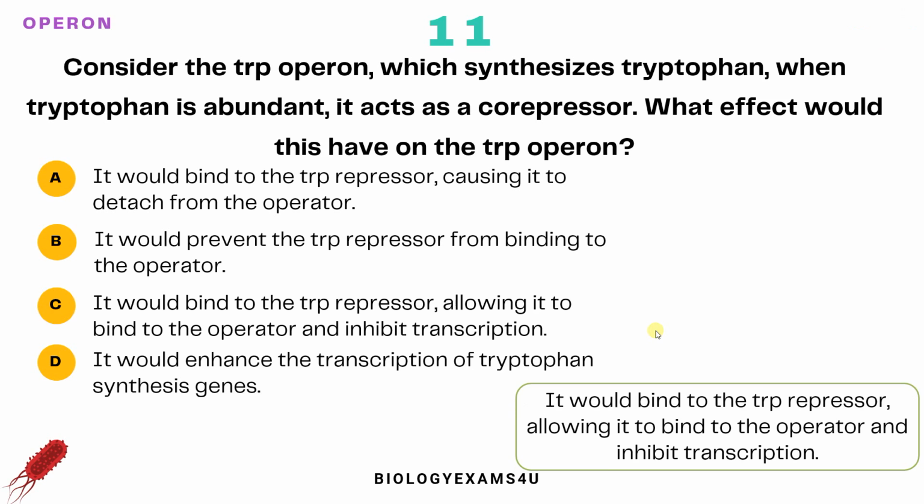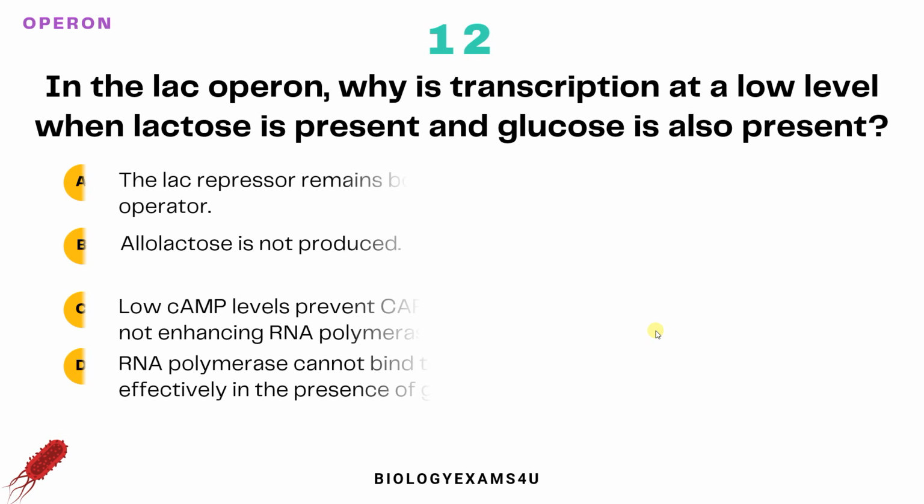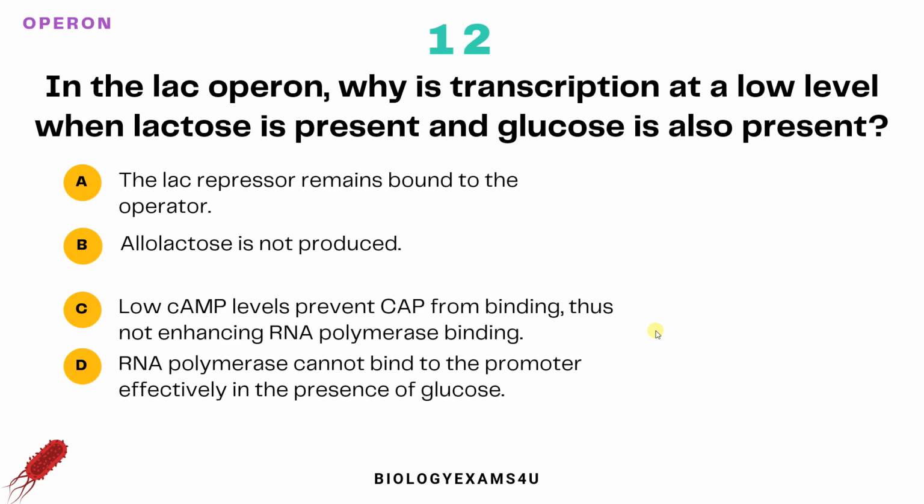The correct answer is it would bind to the trp repressor, allowing it to bind to the operator and inhibit transcription. Question number 12. In the lac operon, why is transcription at a low level when lactose is present and glucose is also present? Option A, the lac repressor remains bound to the operator. B, allolactose is not produced. C, low cAMP levels prevent CAP from binding, thus not enhancing RNA polymerase binding. Option D, RNA polymerase cannot bind to the promoter effectively in the presence of glucose.